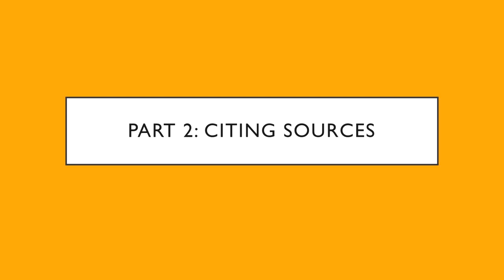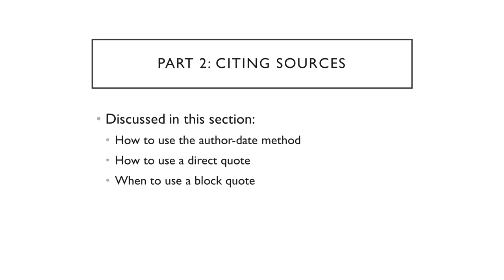APA Decoded, Part 2, Citing Sources. In this section, we're going to take a look at how to use the author-date method, how to use a direct quote, and when to use a block quote.